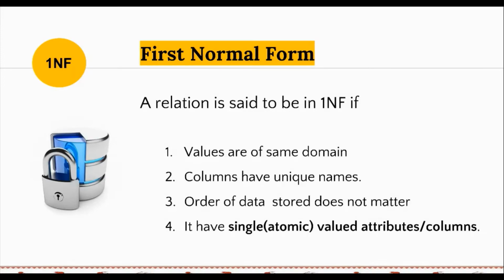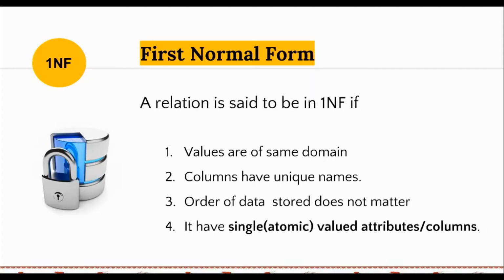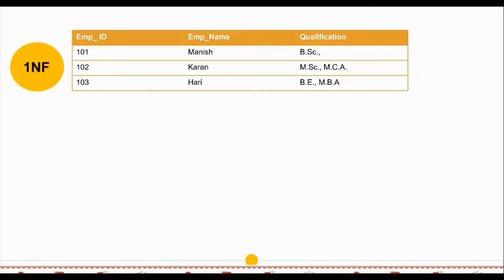The second one, we should have unique names. Yes, we have unique names. The order of data does not matter. Yes, the last condition is it has single or atomic valued attributes. But if you consider here, this is multiple valued. For a qualification, we have given two values. Or you can also imagine for one person, you have two mobile numbers. In that case, we say they are not atomic. So this particular table is not in 1NF.